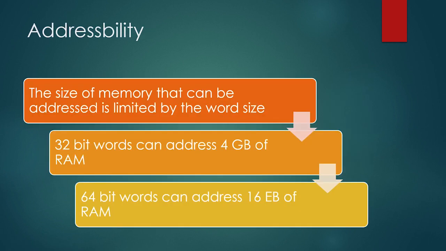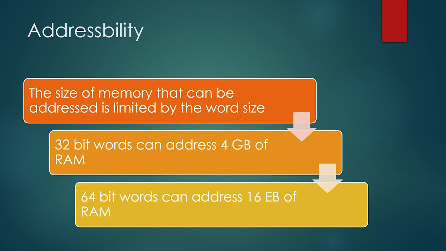The size of memory is limited by the word size because when you store an address in a word, you can only store a number so big in one word, and that's our limiting factor. So if you've got a 32-bit machine, you can only store 32-bit addresses, which gives you the ability to address 4 gig of RAM. You can't have more than 4 gig of RAM in a 32-bit machine because you can't generate an address bigger than that.